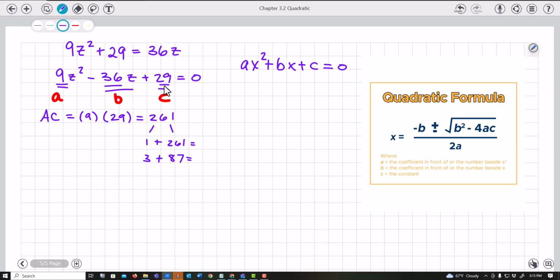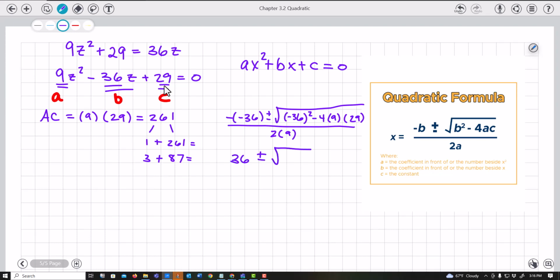So I have negative 36, that's my b, plus and minus the square root of my b, which is negative 36 squared, minus 4ac, and all over 2a. Now I just kind of get my calculator, so I know a negative and a negative is a positive. I squared that 36 and I got 1296. I took 4 times 9 times 29 and I get 1044. And then on the bottom, I get 18.